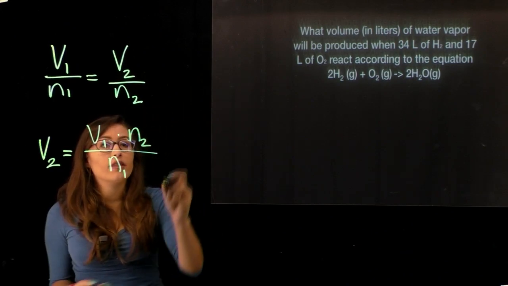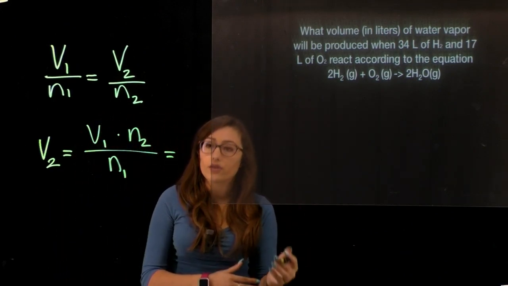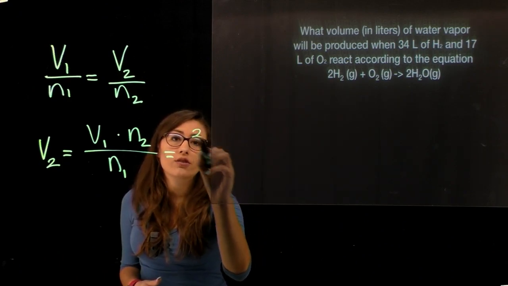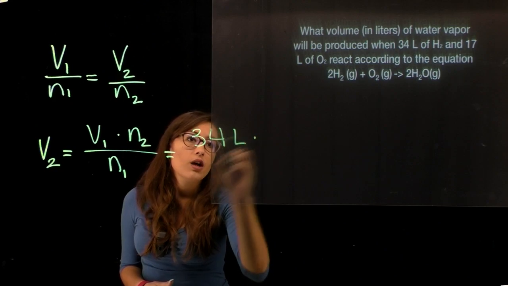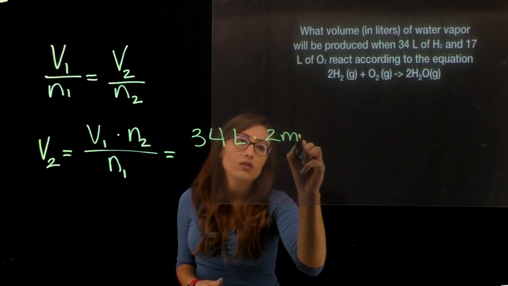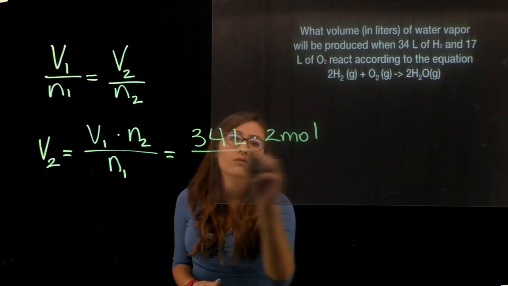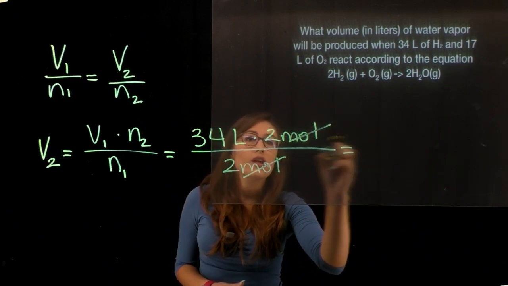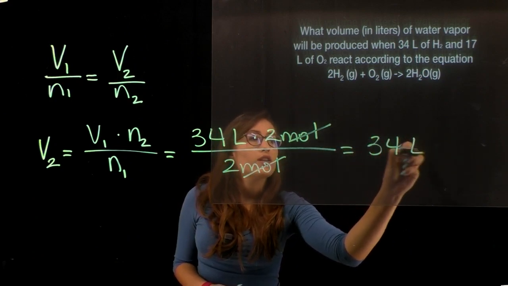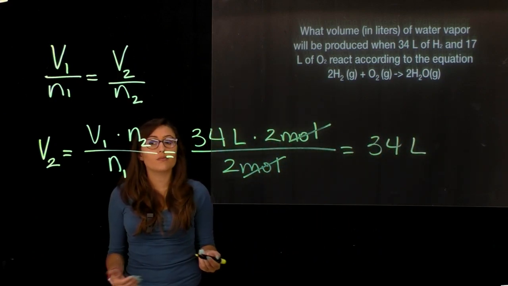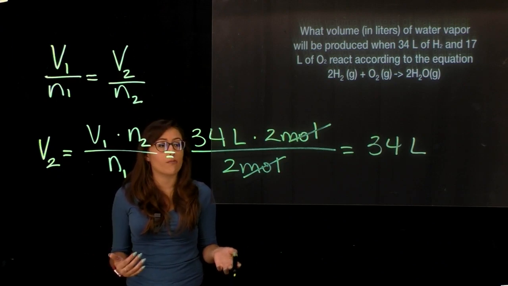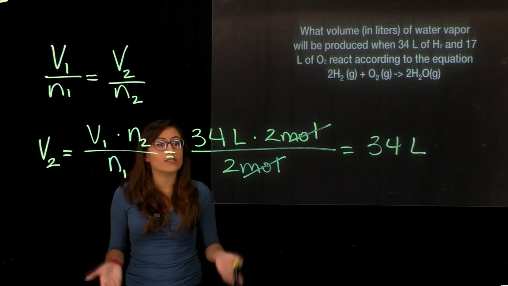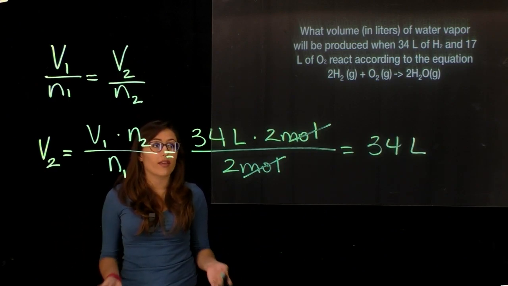Let's plug in the appropriate components for hydrogen first. We have a volume of hydrogen of 34 liters, so 34 liters multiplied by 2 moles of water vapor divided by 2 moles of hydrogen. Moles and moles cancel out, and we'll end up getting 34 liters. This makes sense because we know volume is directly proportional to the number of moles. In this case, the number of moles is not increasing or decreasing, so my volume should remain the same.